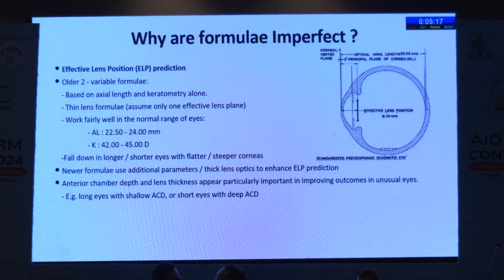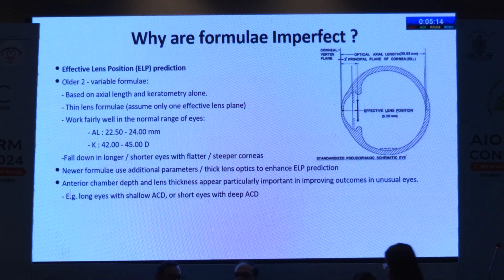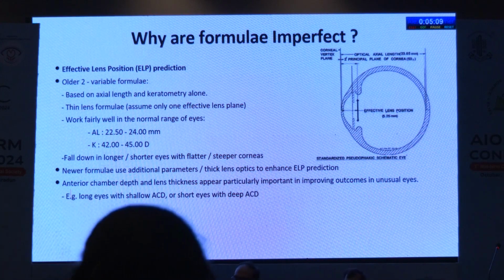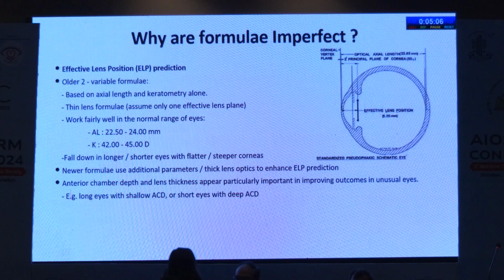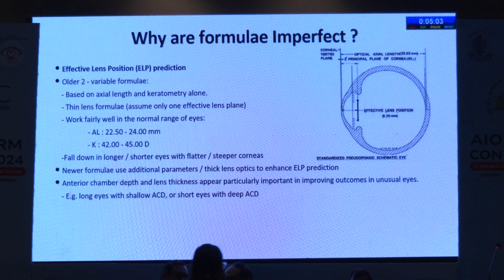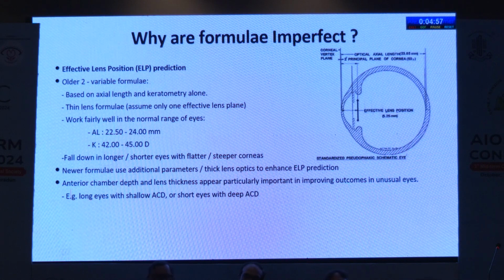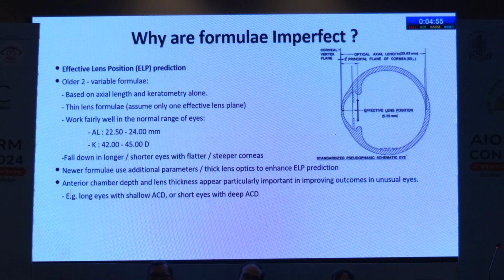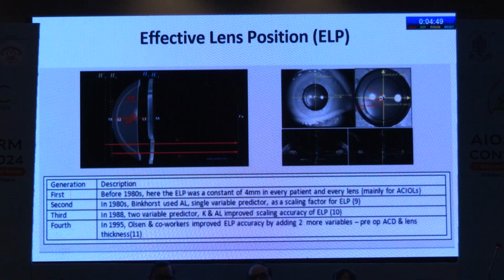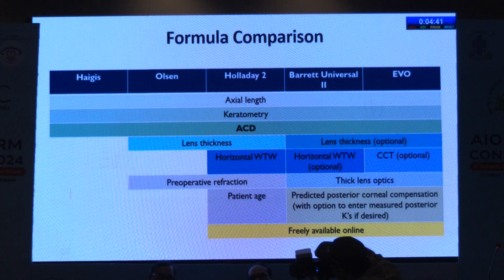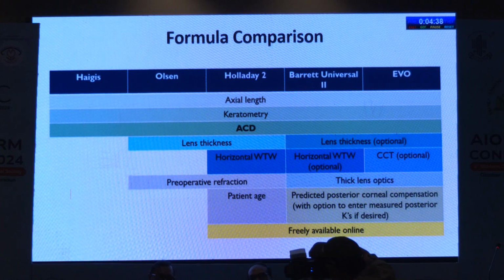Why were these older formulas imperfect? It is mostly because of error in the prediction of the effective lens position. Older formulas generally use two variables, that is axial length and keratometry. They tend to work well within the normal eye range, that is normal axial length and normal keratometry. But whenever the measurement falls beyond the normal range, the formulas don't tend to do better. So we need to increase the number of parameters fed in to increase the accuracy of effective lens position. One of the most important parameters is the anterior chamber depth, which most of the newer formulas are using, and there are other optional parameters which are also available, increasing the accuracy of the newer formulas.